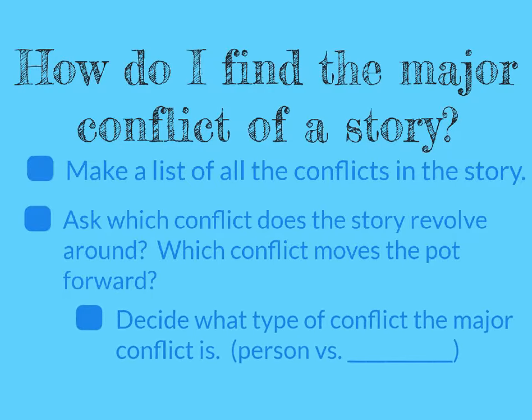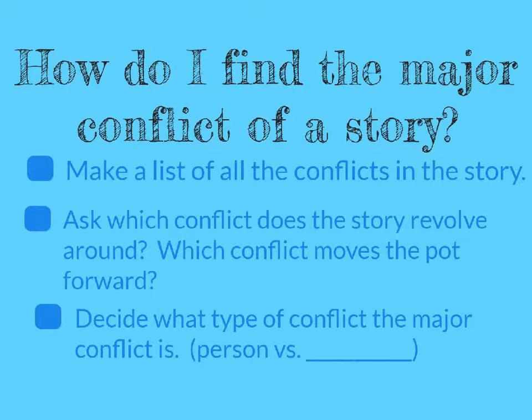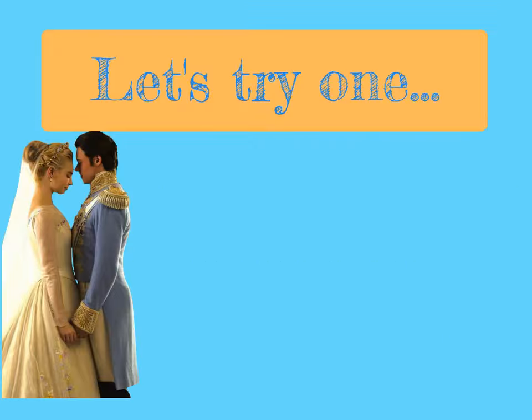And finally, once you have that figured out, you can decide what type of conflict the major conflict is. Is it person versus person, person versus self, and so on. Those 3 steps will really help you figure out what the major conflict of a story is. So just in case any of those steps are confusing, let's try to figure out the conflict of a story together.